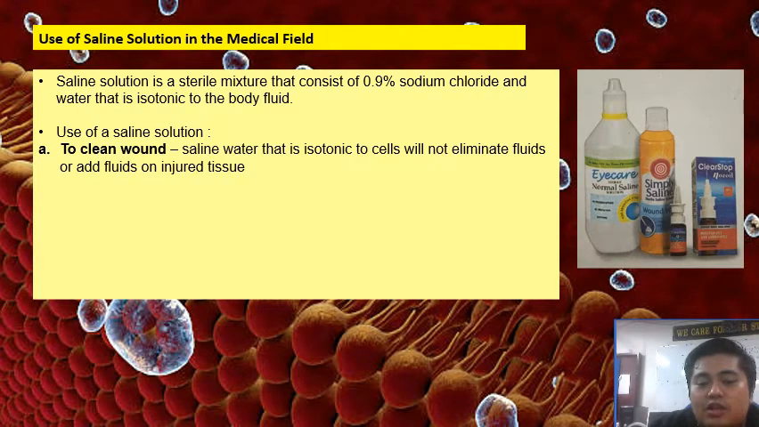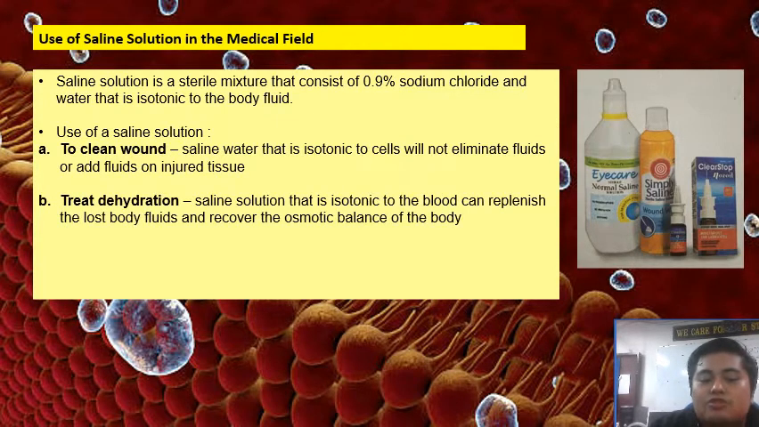So the saline water that is isotonic to the cell will not eliminate the fluid or add on fluids on the injured cell. It is also used to treat dehydration. So the saline solution that is isotonic to the blood can replenish the loss of body fluid and recover the osmotic balance of the cell.